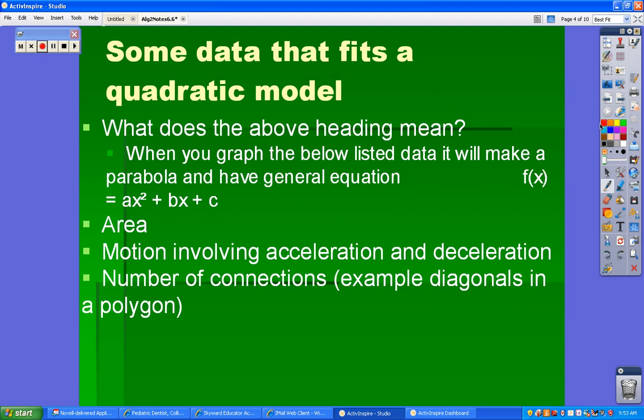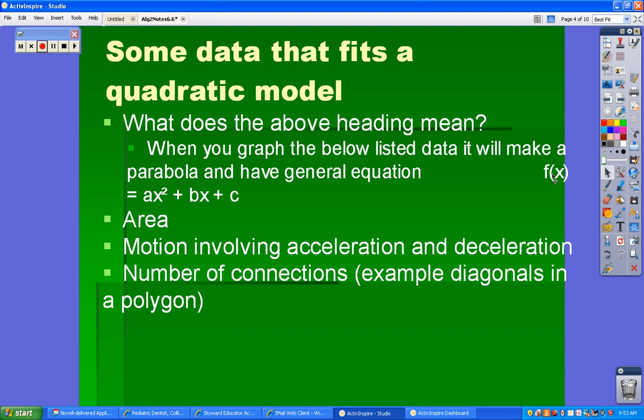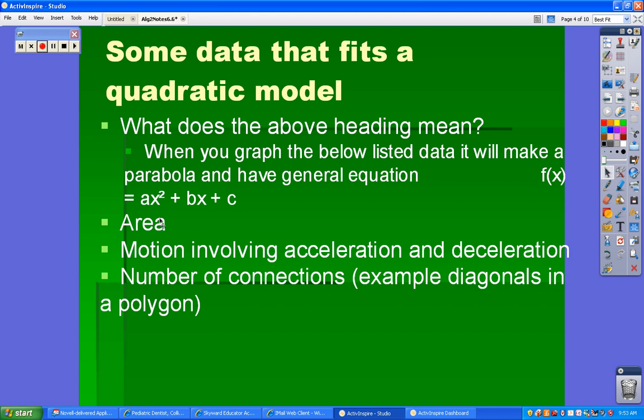Some data that fits a quadratic model. Well, this is all messed up here. Let's move this. Oh, can't. They're all together. This f of x is supposed to be over here. What does the above heading mean? When you graph the below listed data, it will make a parabola and have a general equation.